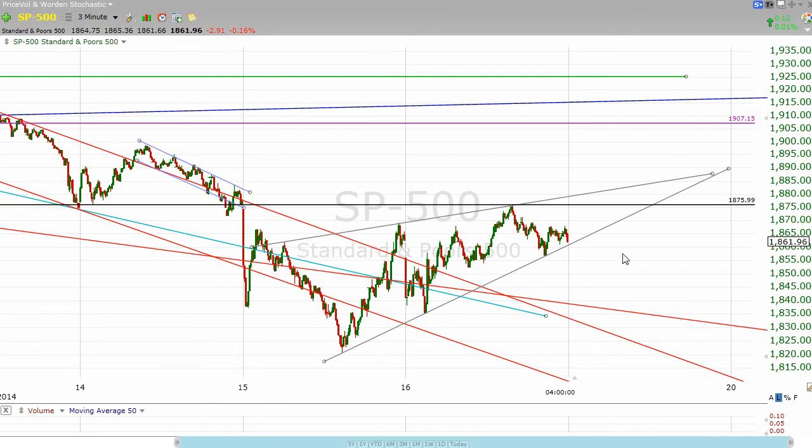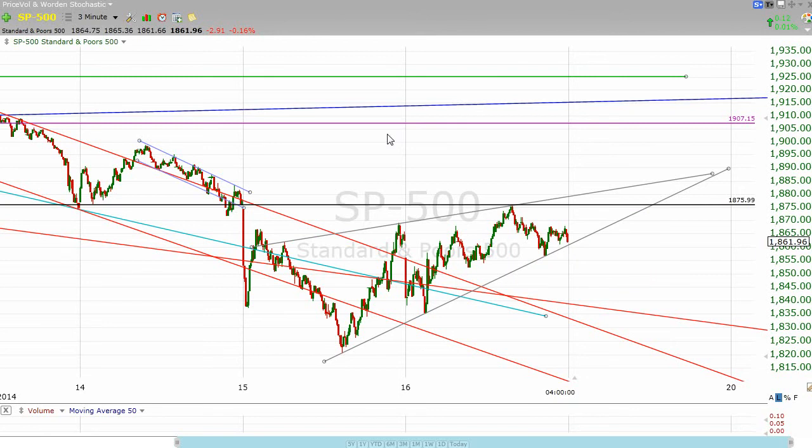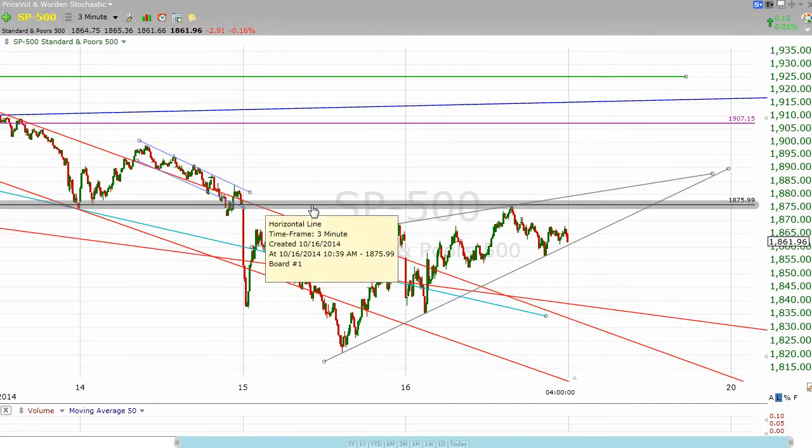So, I'm not a believer in gaps having to be filled. I'm just not. But when they are filled, they tend to produce either support or resistance. Okay? So 1876, when we hit that today, I believe that is why we started to sell off a little bit, because we saw some gap resistance.